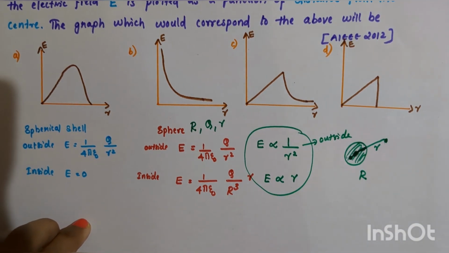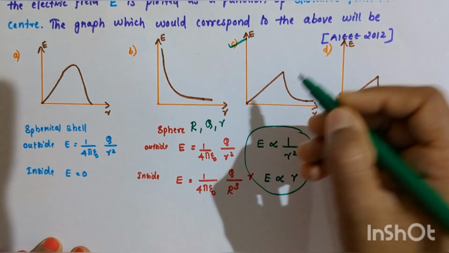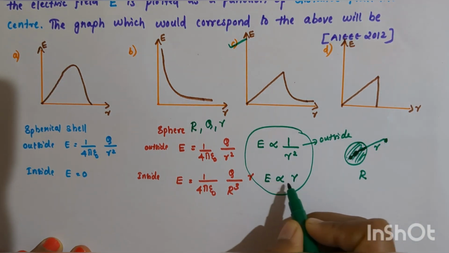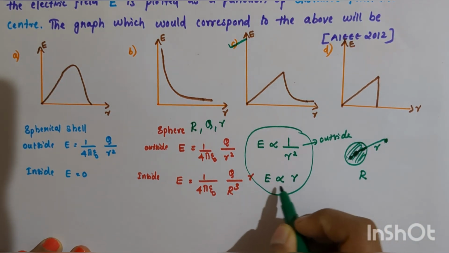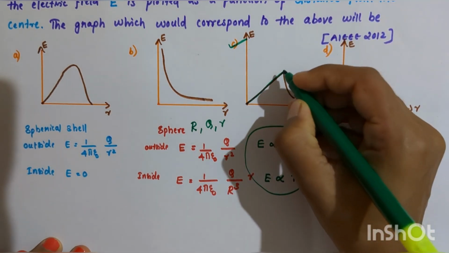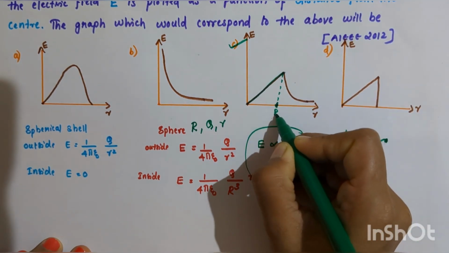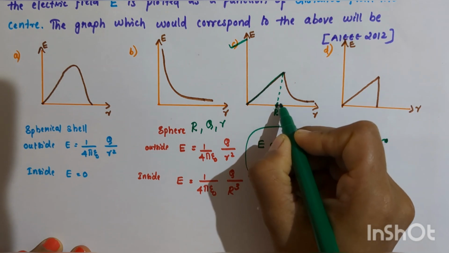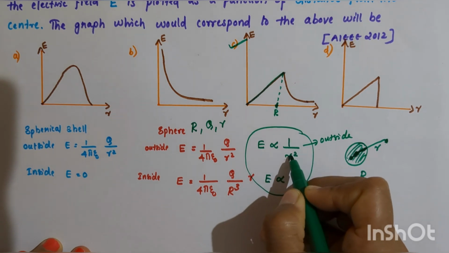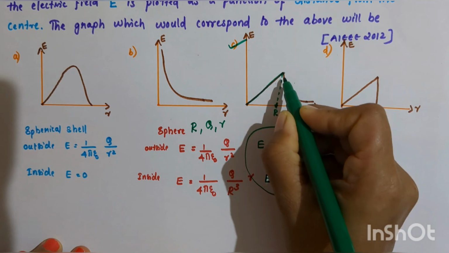So which graph, A, B, C, D, would be the correct option here? You see, option C is the correct option. Because inside the sphere, E is directly proportional to r. That means the graph is a straight line graph. So here you can see a straight line graph. It is till this point only. That means this point corresponds to the radius of the sphere. Then for distance greater than the radius, that is outside the sphere, E is proportional to 1 by r square. That graph would have that shape.